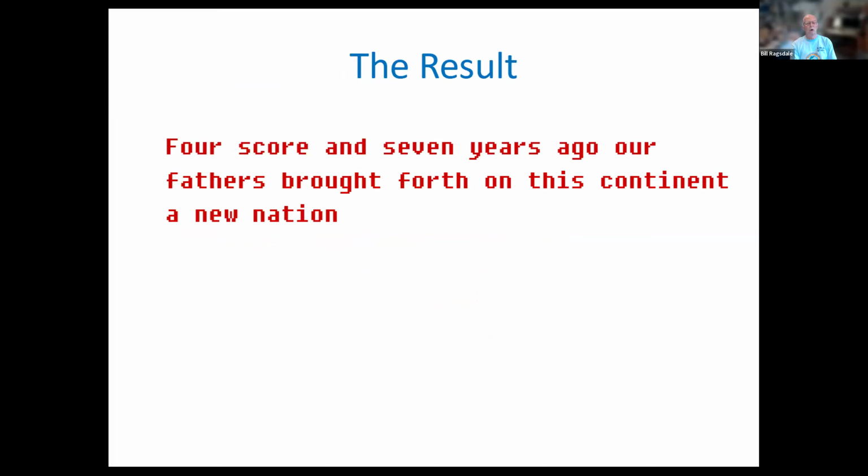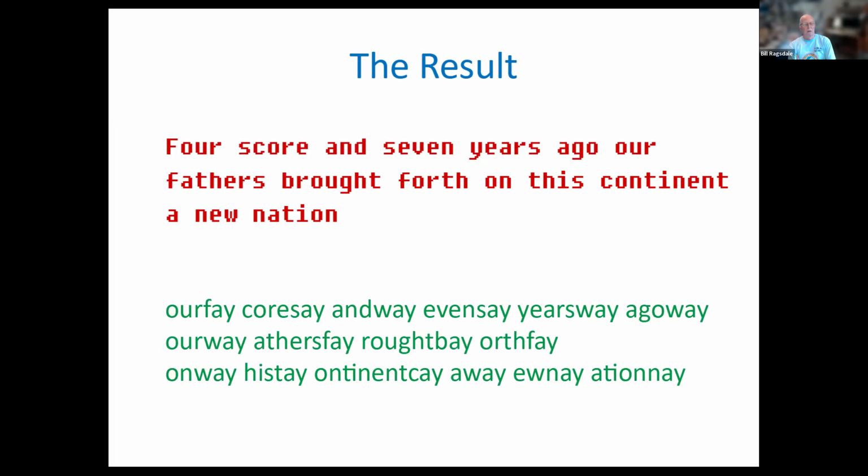The translation of this, I'll try to read, but you can see how it is. The first word is "Orphe", where we take that F and put it at the end with AY. So it's Orphe, Quartse, Andwe, Evene, Yearsway, Aguwe, Arwe, Othersve, Roughsbe, Horthve, Onwe, Histe, Ontingment, Awe, Enwe.